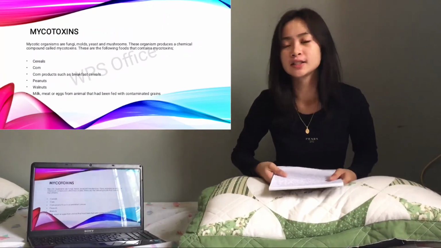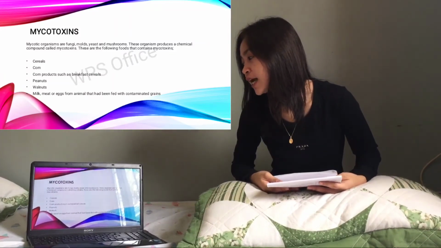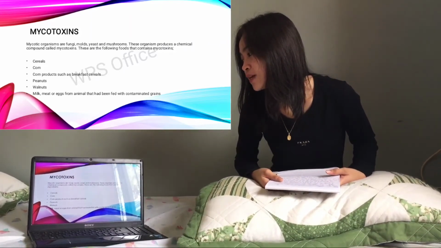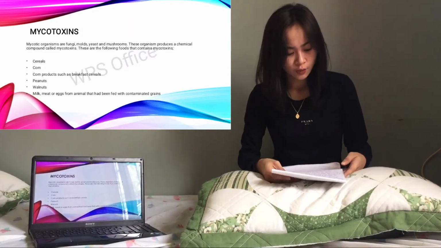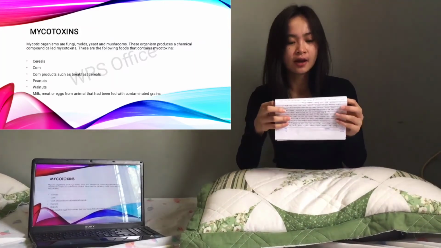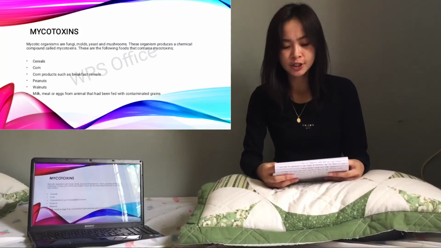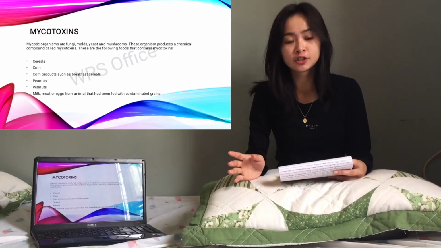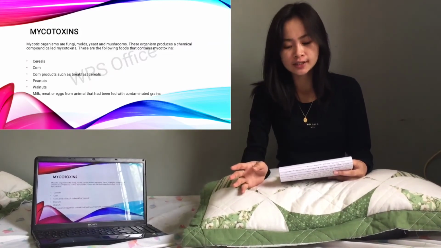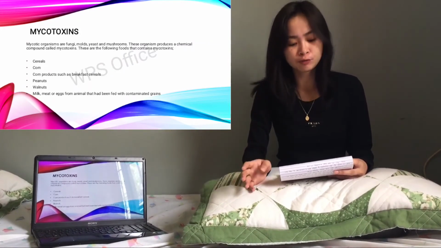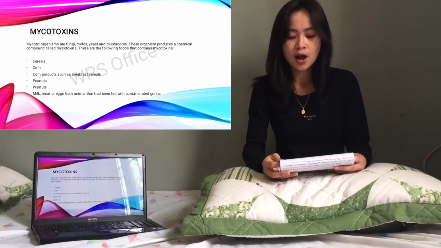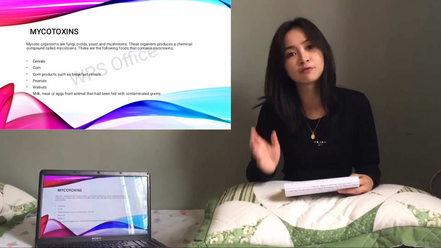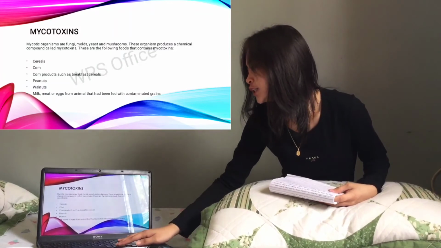So, mycotoxins. Mycotic organisms are fungi, molds, yeasts, and mushrooms. These organisms produce a chemical compound called mycotoxins. In other words, mycotoxins are naturally produced by certain types of molds. Molds that produce mycotoxins can grow on numerous foodstuffs. Most mycotoxins are chemically stable and survive food processing. Mycotoxins also appear in the food chain as a result of mold infection of crops both before and after harvest.